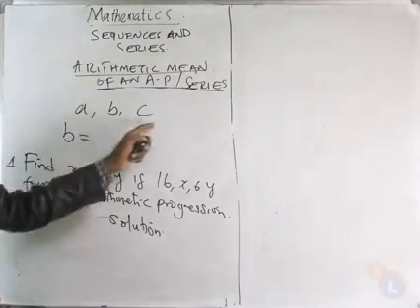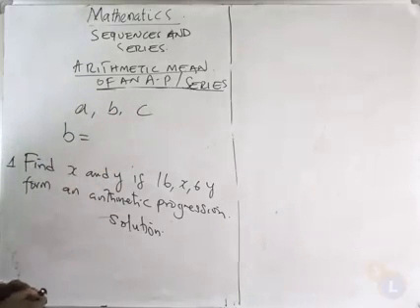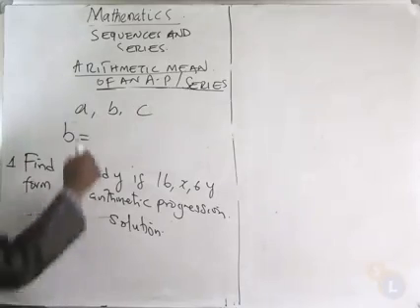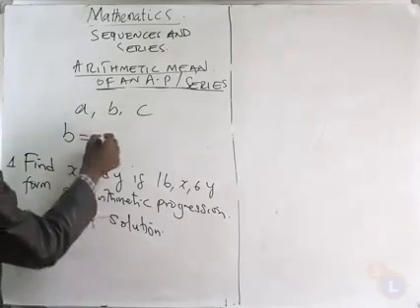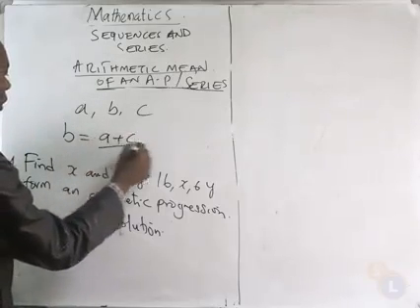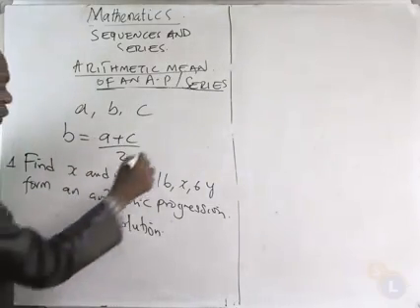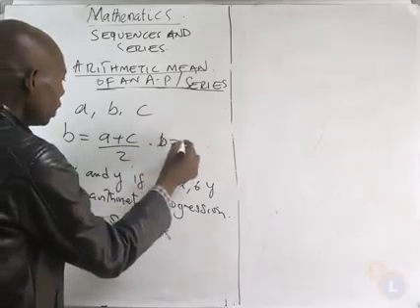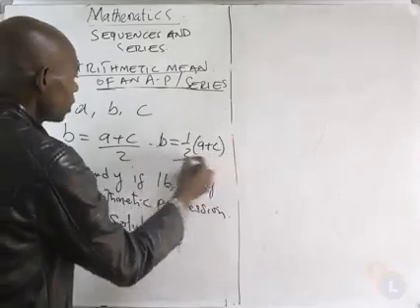To find the arithmetic mean, we add these two, then we divide by 2. You add A plus C, then you divide by 2, and then I've found the arithmetic mean. Which you can write as B equals a half of A plus C.